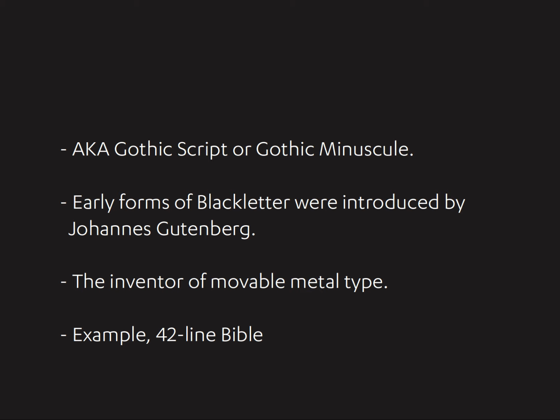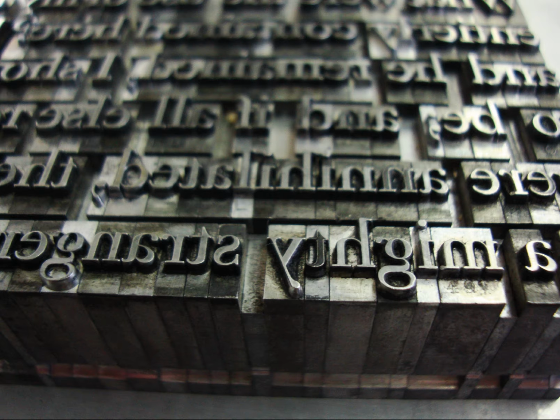So it's also known as Gothic. Early forms of blackletter were introduced by Humanist. So you'll see some Bibles written in blackletter. And he was the inventor of movable type, and he set the 42-line Bible. And this is what movable type looks like. This is how newspapers were written and produced.